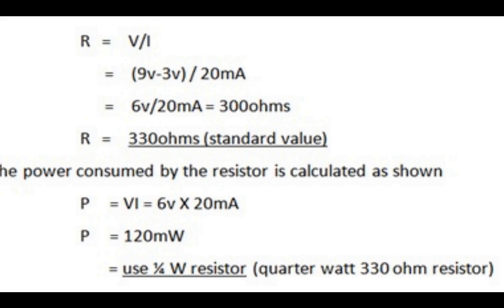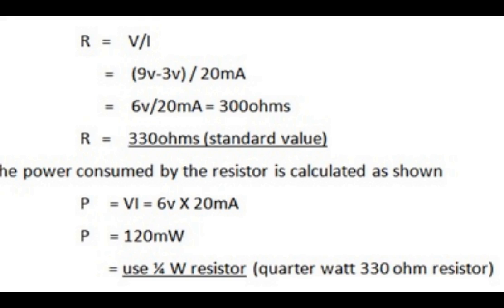So there is 9 volt minus 3 volt. The 3 volt is the output, 9 volt is the battery voltage. So the difference, 6 volt, should be dropped in the resistor. So 6 volt divided by 20 milliamps, which is the current through the circuit, gives you 300 ohms. So the nearest standard value resistance is 330 ohms.